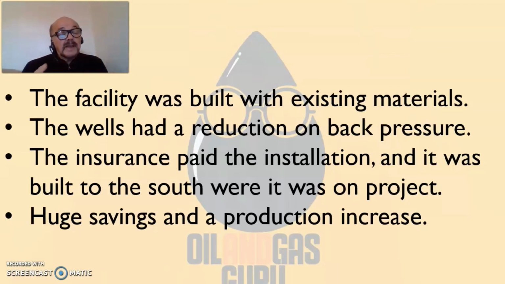By the way, when we did this, we had to inject some chemicals to the liquid part to go to the tanks of the other flow station because the pressure got kind of high. But we solved that. The wells had a reduction in back pressure, like I told you, and the insurance paid the installation and it was built to the south where it was on project. Huge savings and a production increase.